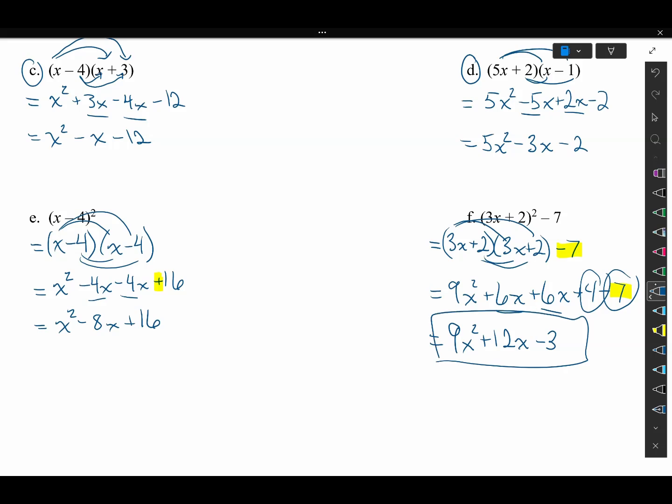There we go. Okay, so if you followed along with us, hopefully you're feeling a little bit more comfortable with how to expand your binomials. Nice work.